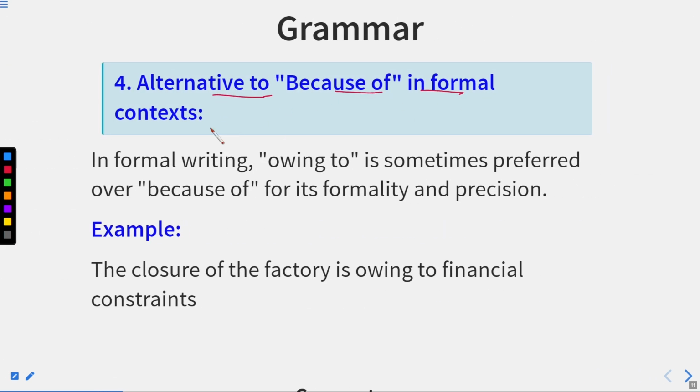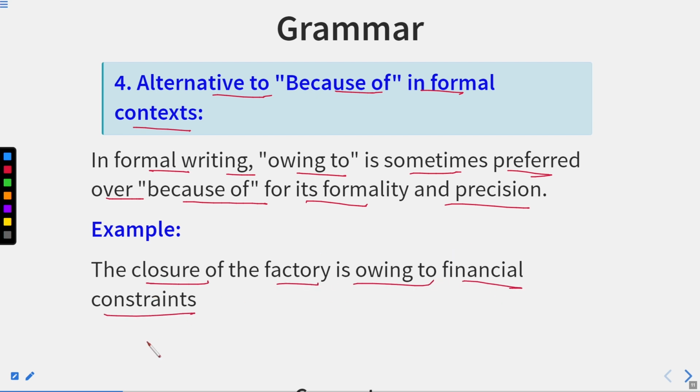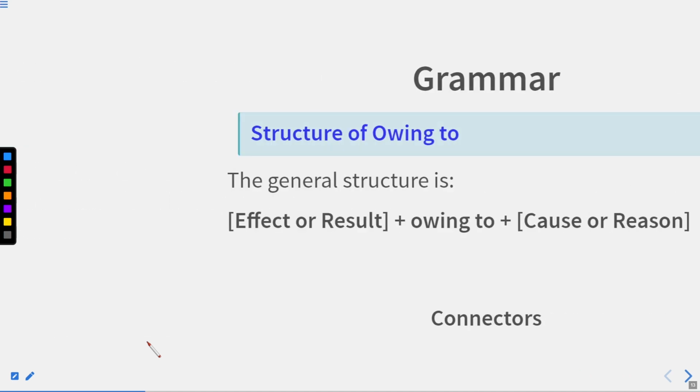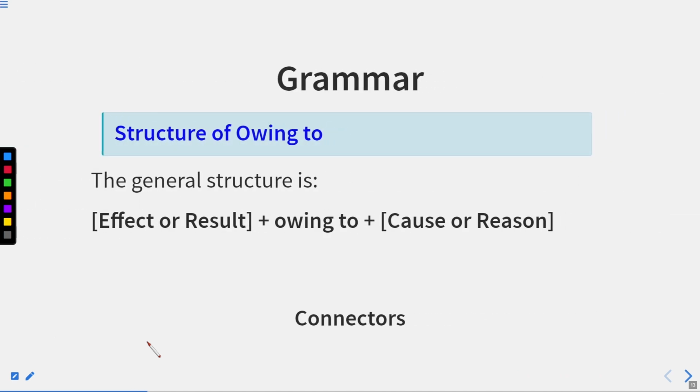Alternative to because of in formal contexts. In formal writing, owing to is sometimes preferred over because of for its formality and precision. The closure of the factory is owing to financial constraints. So in the case of formal writing, we prefer owing to over because of. Similar to due to, owing to is similar in meaning and can often be used interchangeably, especially in formal contexts.